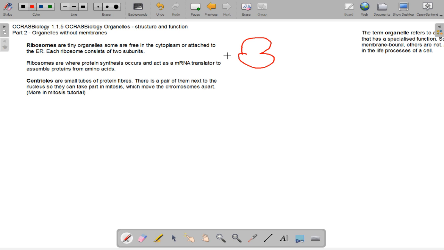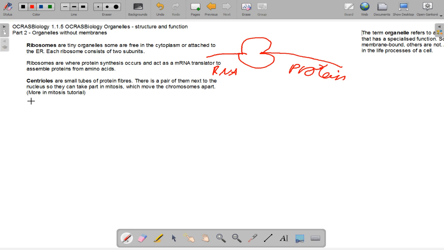They're where protein synthesis occurs, and they act as an mRNA translator to assemble proteins from amino acids. So imagine you have a strand of RNA, and it comes in as a strand of RNA and it comes out as a protein. But more about protein synthesis in Unit 2, of course.